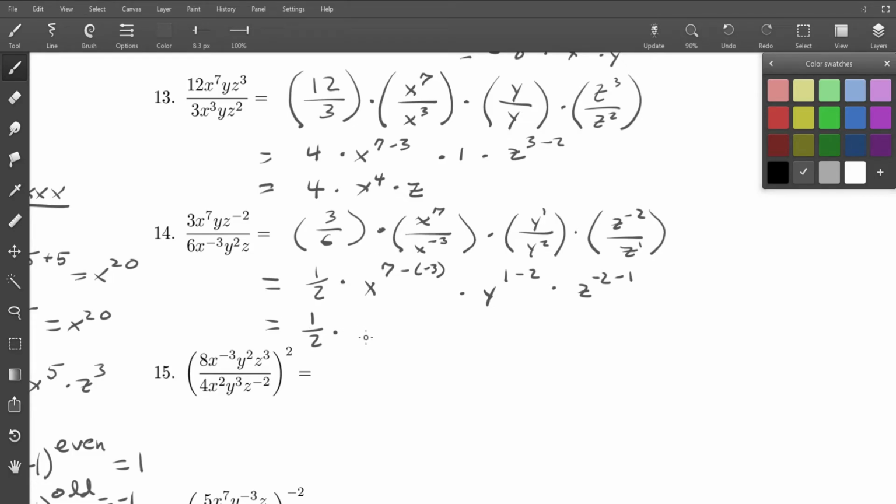7 plus 3 is 10. So that tells us that the exponent for x is 10. Then we have y to the 1 minus 2. 1 minus 2 is negative 1. So this is actually going to be y to the negative 1.